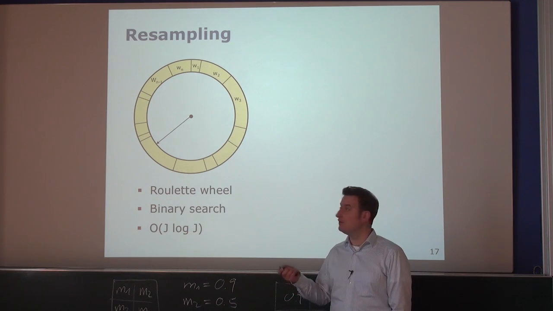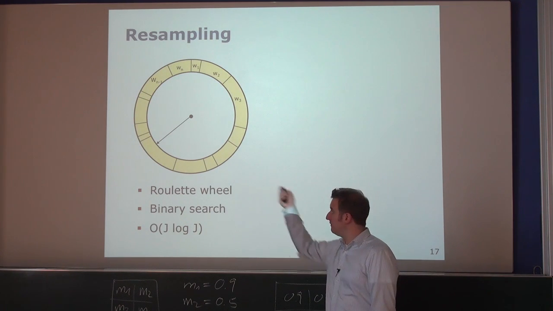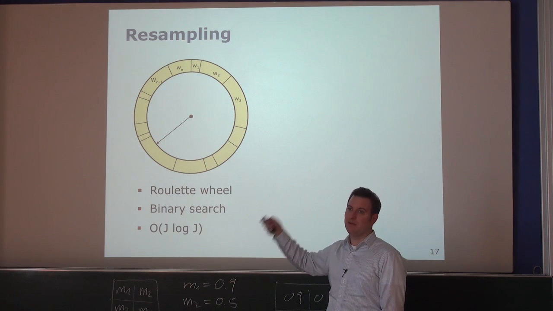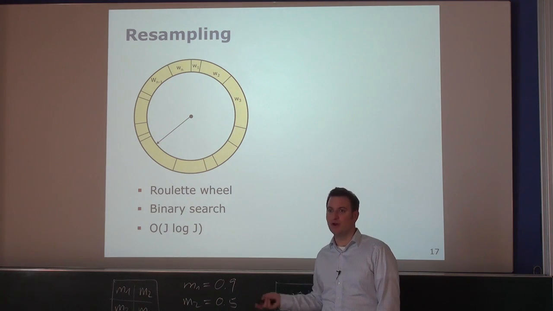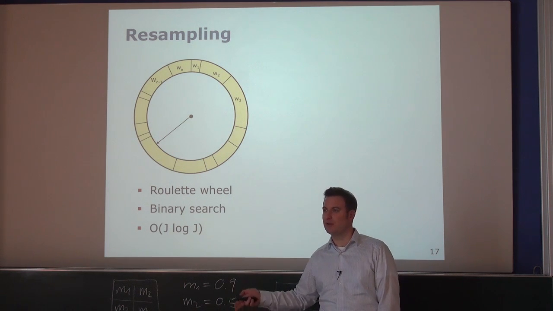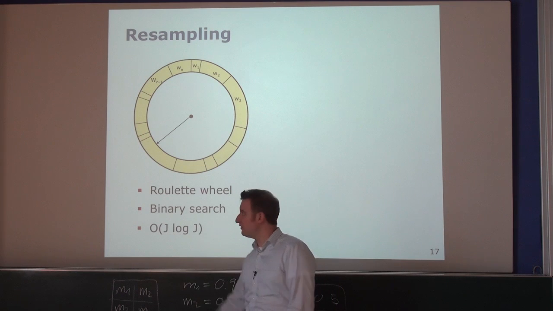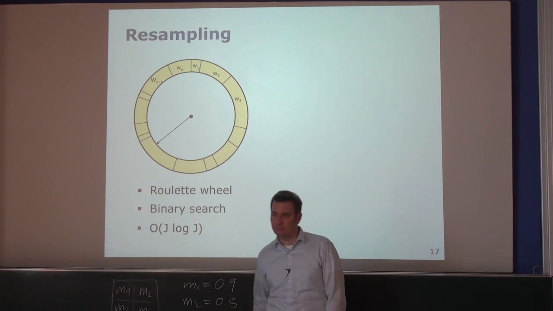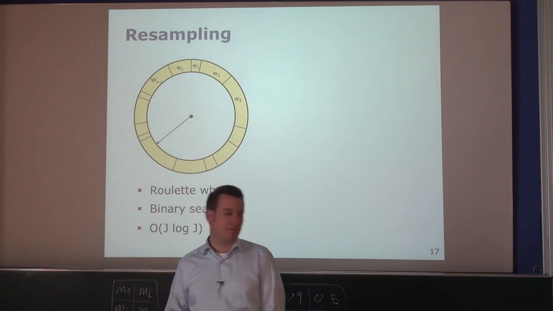So you need to repeat this process j times if you have j samples, and finding which sample corresponds to the bucket that you have chosen, you can do in log n with binary search, here in log j. So j log j. So if you have 1 million samples, you have 1 million times log 1 million. It's proportional to the number of operations you need to do.